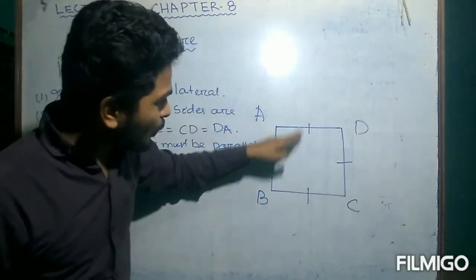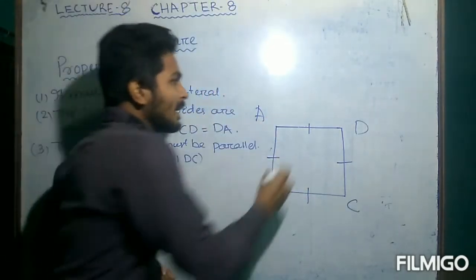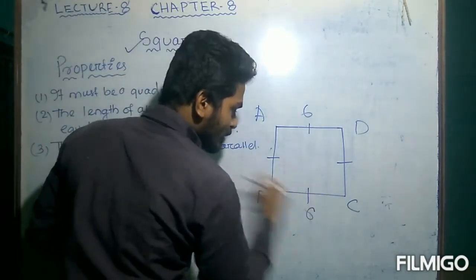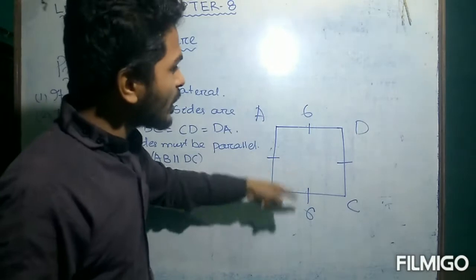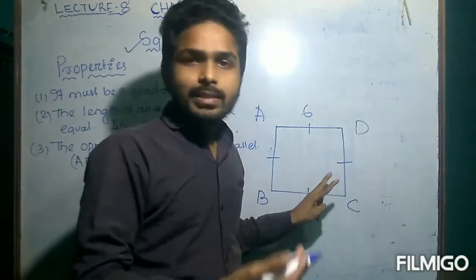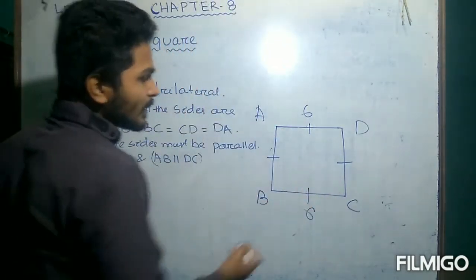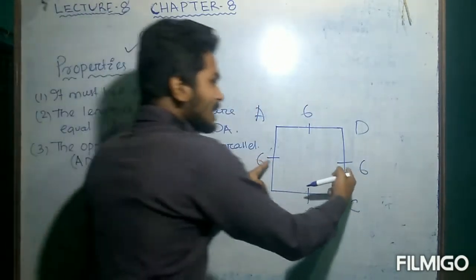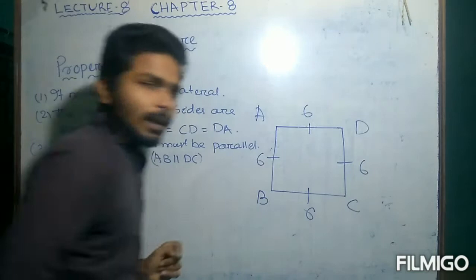Already we know the opposite sides are equal. Yes or no? If it is 6 centimeter, then definitely this is equal to this. So it is also 6 centimeter. So both the opposite sides are parallel as well as equal. Here also if it is 6, it is also 6. So these sides are also parallel and they are equal.